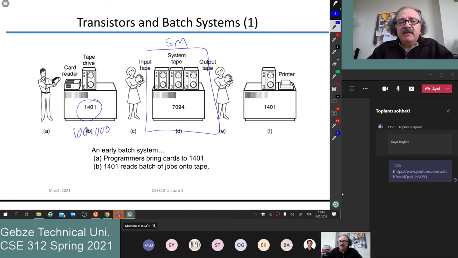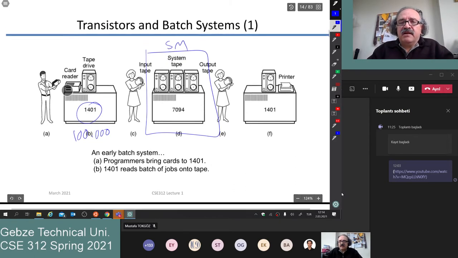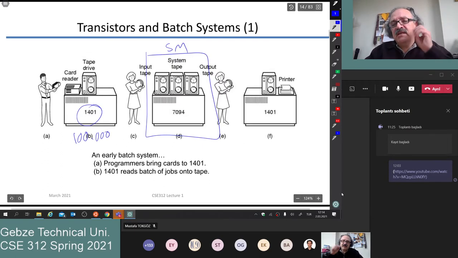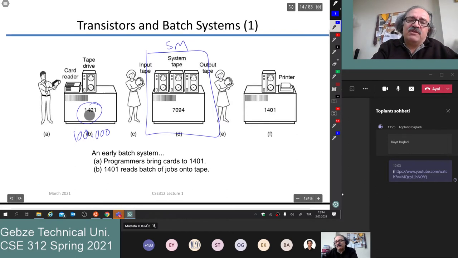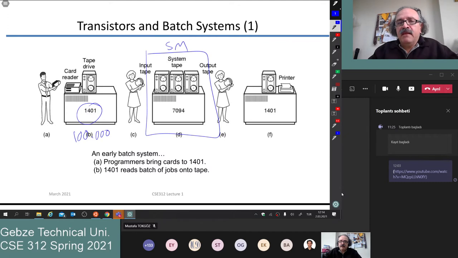So I will use this computer to read the cards, and I will put all the data and the program on a tape, and somebody will take these tapes and load them to this expensive but powerful computer. Since reading and writing the tapes is much faster than reading the cards, if I am wasting any time, I am wasting the time of this 1401, which is a cheaper computer. And for the output, I am doing the same thing too. So for the second generation computers, input and output is like that.